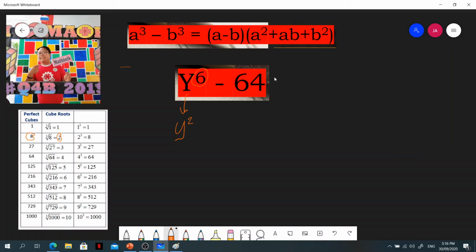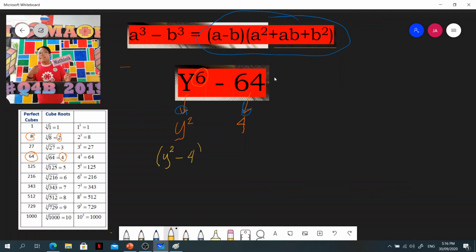Okay? Tapos, ano ang cube root ng 64? Ito siya. Cube root ng 64 ay 4. Okay. Again, ito ang ating A. And then, this one will be our B. Okay? Para magamit natin itong formula na to. Para hindi tayo malito mamaya. Okay? So, ano daw yung una? A minus B. Ano yung A natin? Y squared. Okay. So, Y squared minus, ano yung B natin? 4.